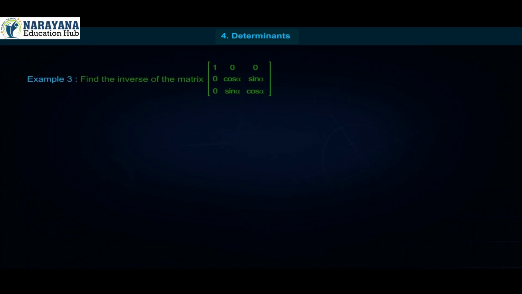Example 3. Find the inverse of the matrix [1, 0, 0; 0, cos alpha, sin alpha; 0, sin alpha, cos alpha]. Solution: A is equal to matrix [1, 0, 0; 0, cos alpha, sin alpha; 0, sin alpha, cos alpha].